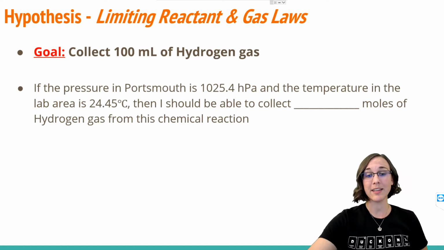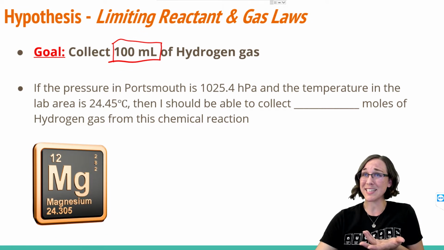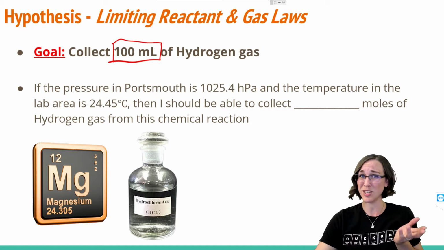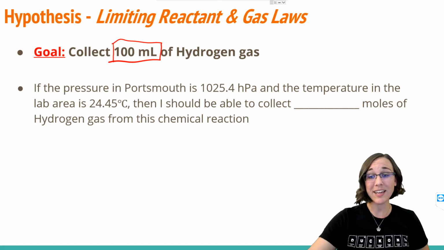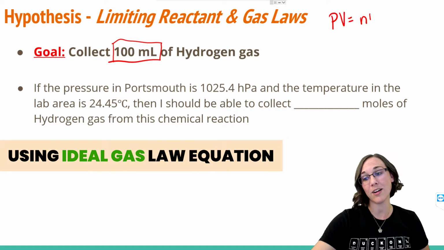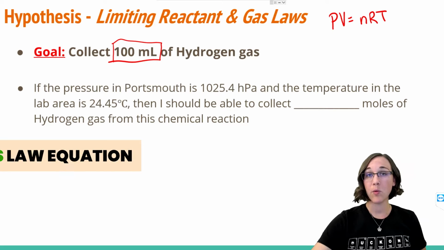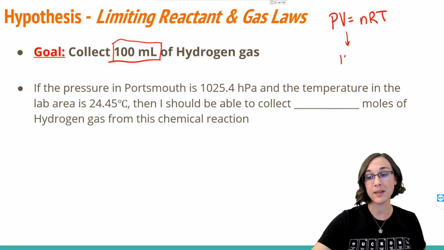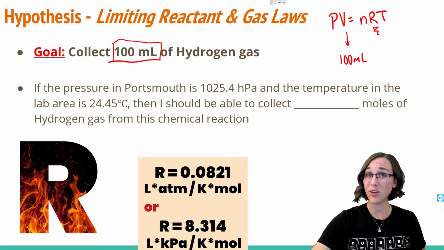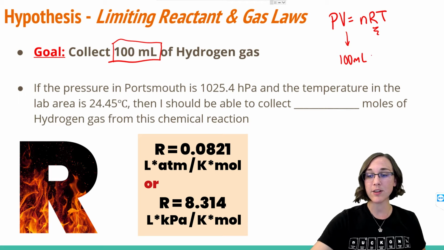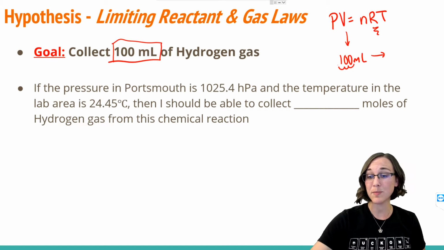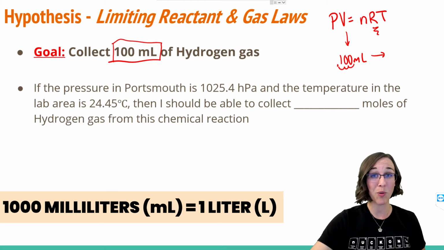The goal for this lab is to collect at least 100 milliliters of hydrogen gas. But how do we know how much magnesium and how much 6 molar hydrochloric acid to use to make 100 milliliters of hydrogen gas? Well, we're going to use our nifty-difty PV equals nRT gas law equation to help us out here. We know we want a volume of 100 milliliters. Now, of course, to use this in the gas law equation, the R gas law constant has volume in units of liters. So we need to convert this to liters. Move that back 3 decimal spaces because there are 1,000 milliliters in 1 liter. So we end up with 0.1 liter for our volume.